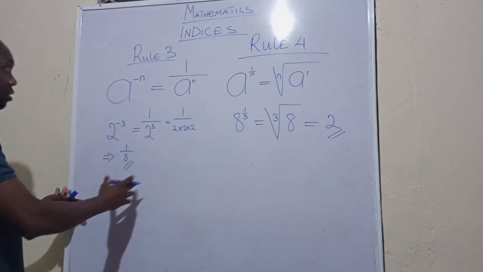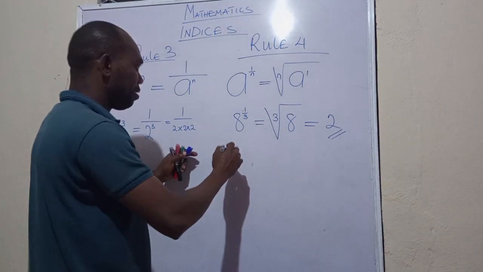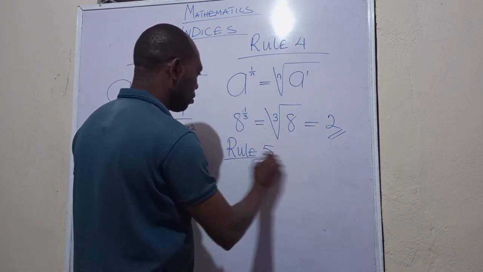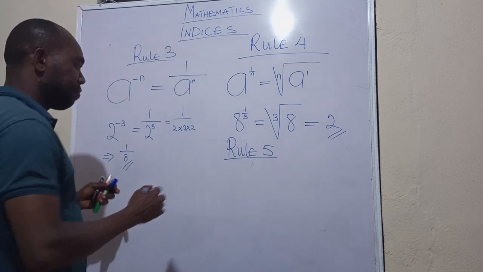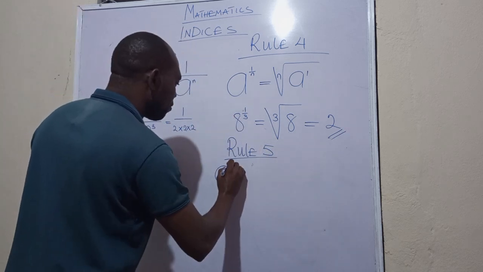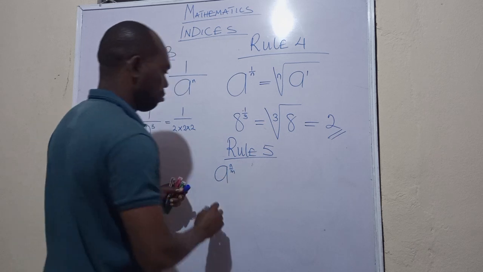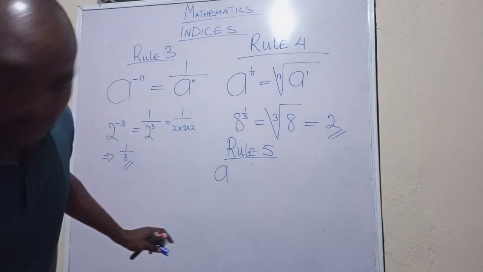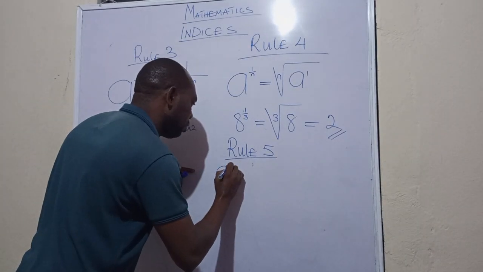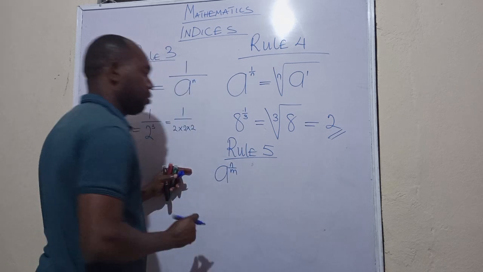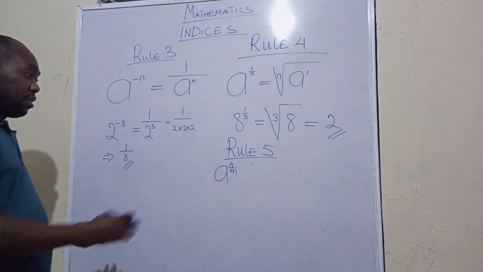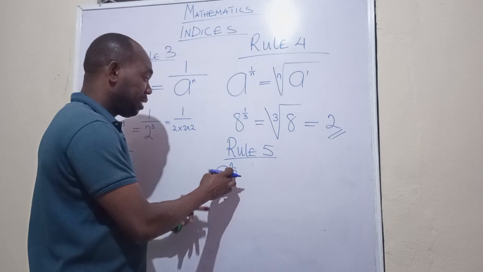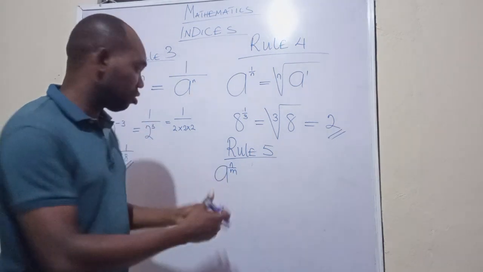I want to use this space to look at rule 5. Okay, let's use here for rule 5. Now, in rule 5, we can have a raised to the power of n over m. Now, it's still the same principle that will play. The m, which is the denominator, becomes the root, the m root of a, while the numerator n remains an index to a.